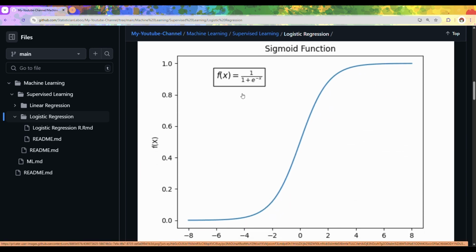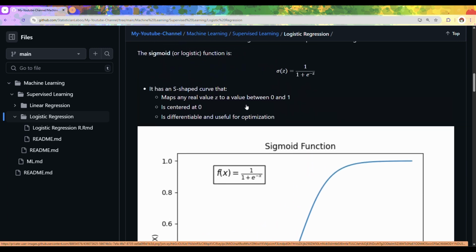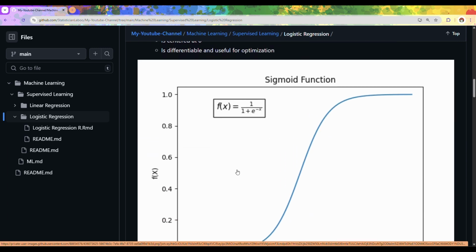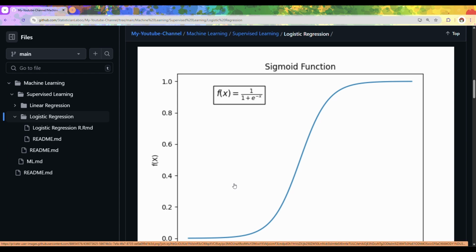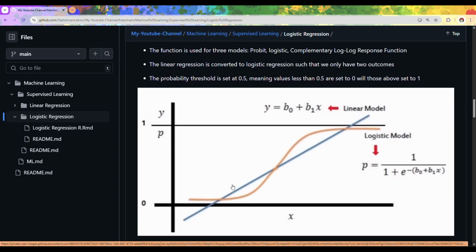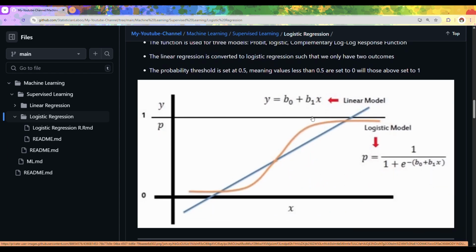Remember, it just converts the linear component into the probability odds for our observation. So what happens? Let's say you have this example, which is the linear model. If you are drawing it, we'll draw it straight like this. However, remember our conditions are 0 and 1.